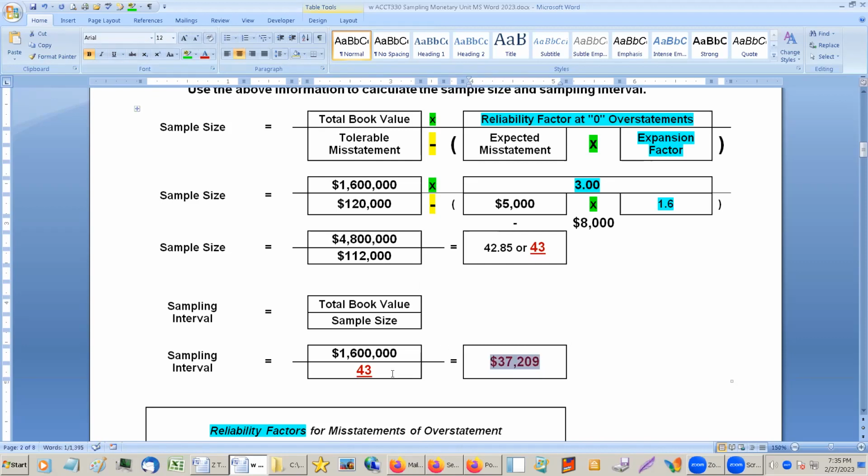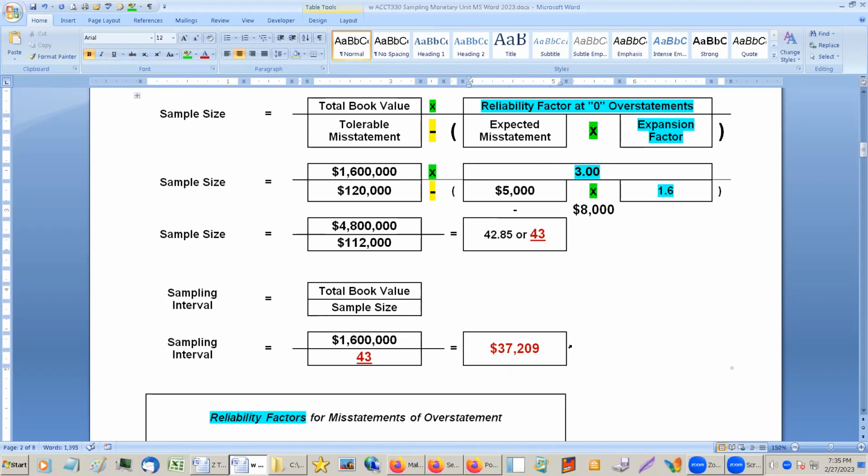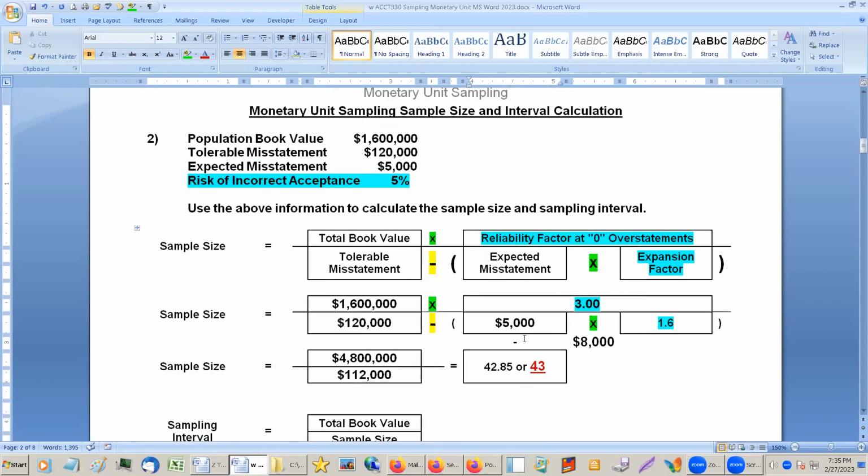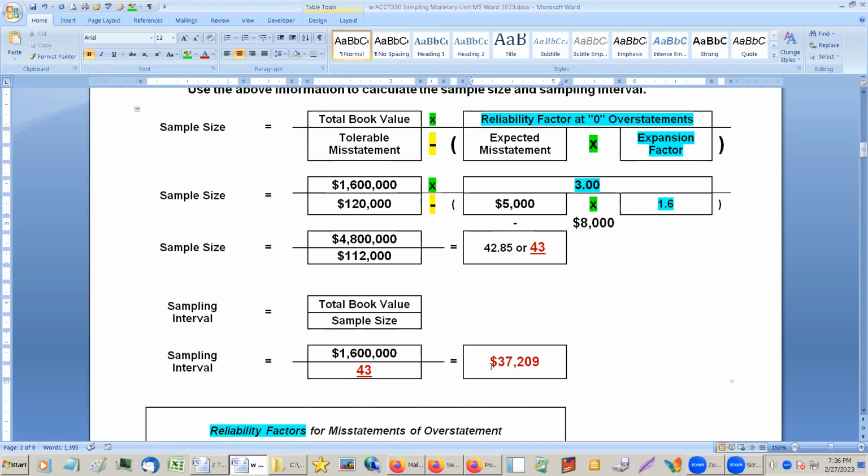So we're gonna take 43 items. The first one we're gonna pick is at 37,209. The second one's gonna be at whatever, 74,418 or whatever it is. And again, we don't even know how many items are in here. It doesn't say how many items. But we're gonna pick the ones that cross these intervals of 37,209. And any item that's bigger than 37,209 is guaranteed to be picked.